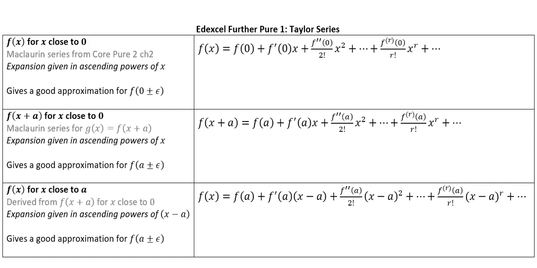And this one is essentially still Maclaurin series expansion, but it's Maclaurin series expansion for a different function. It's the function g of x, which is defined to be equal to f of x plus a. That essentially means g of x is a translated version of f of x. We've moved f of x to the left by a. And that means we've got a different function. And if we look at what happens at the origin for this new function, it'll be different to what happens at the origin for f of x.